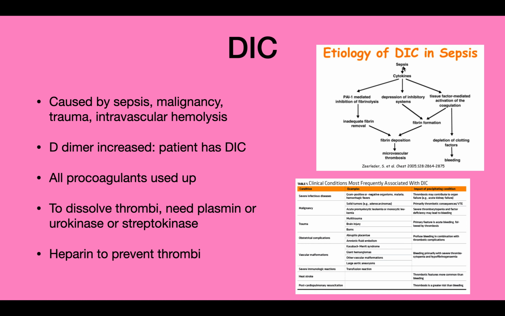So, okay, in sepsis, what happens? There's going to be depression of the inhibitory system. There's going to be inhibition of fibrinolysis. So it's all going to form with a lot of fibrin deposition, and then thrombosis will occur. And thanks to all of the coagulant making the fibrin, there's going to be depletion of the clotting factors and increased bleeding. So usually it's caused by gram-positive or negative organisms.